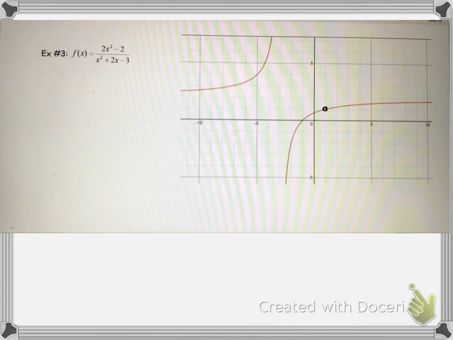So same thing, we start with our S step. I'm going to pull the 2 out of my numerator first, leaving me with x squared minus 1.